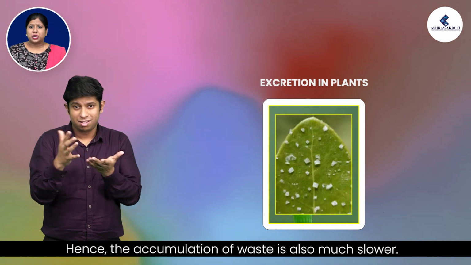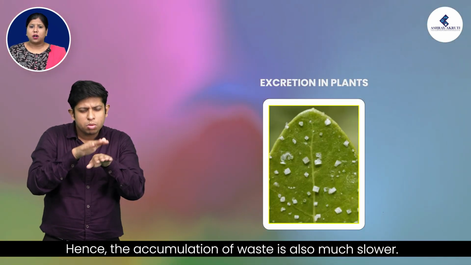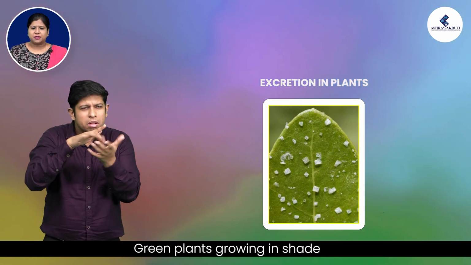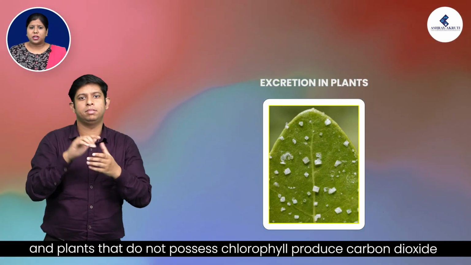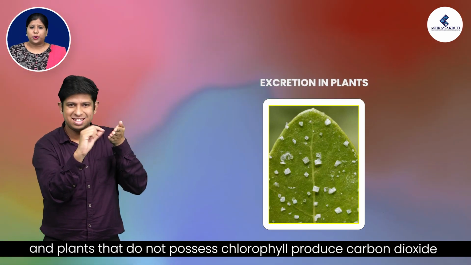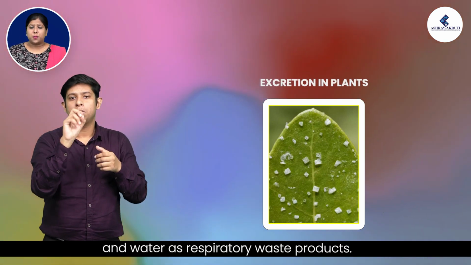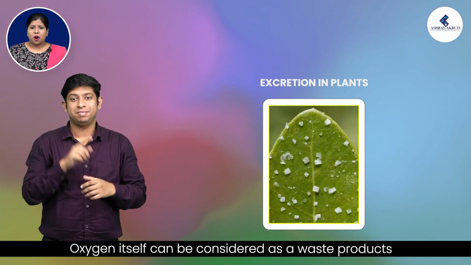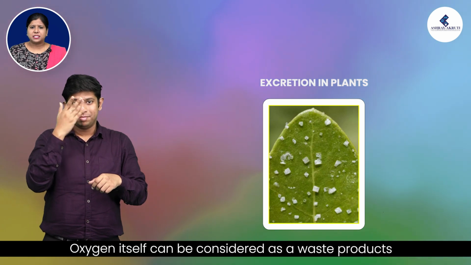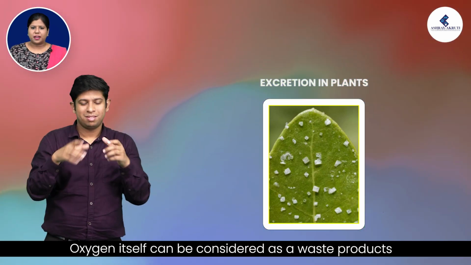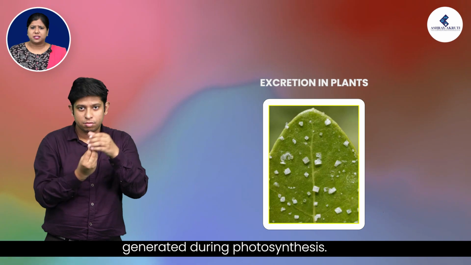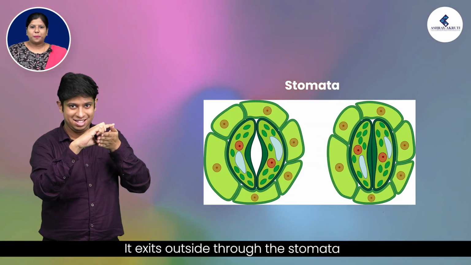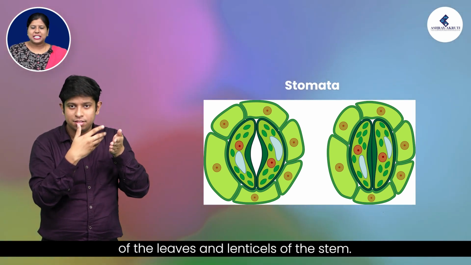Hence, the accumulation of waste is also much slower. Green plants growing in shade and plants that do not possess chlorophyll produce carbon dioxide and water as respiratory waste products. Oxygen itself can be considered as a waste product generated during photosynthesis. It exits through the stomata of the leaves and lenticels of the stem.